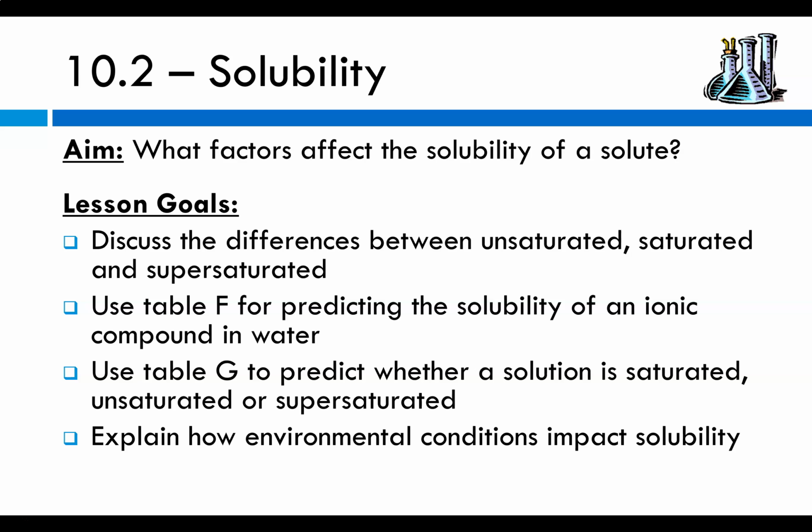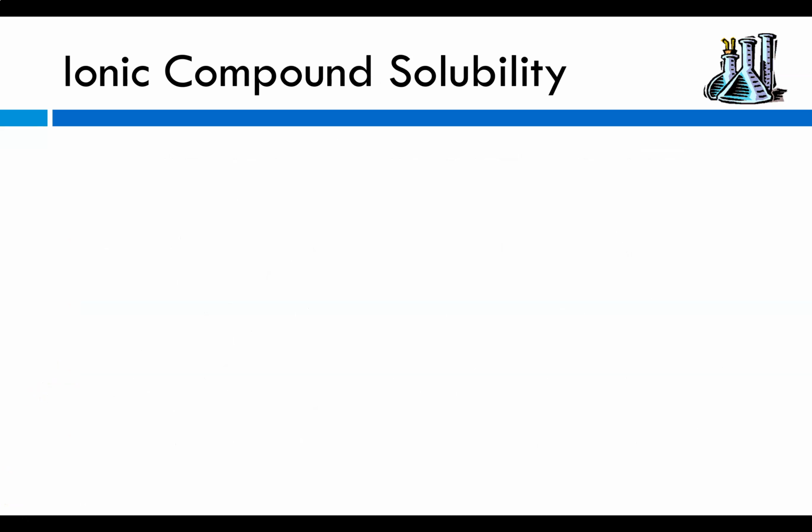And finally, we'll talk a little bit about how environmental conditions impact solubility. I'm here to say that really is the big one for today. Being able to use table G, a new table, is going to be really important. Let's get started. So first, let's talk about ionic compound solubility.